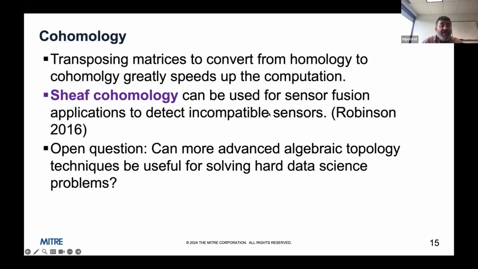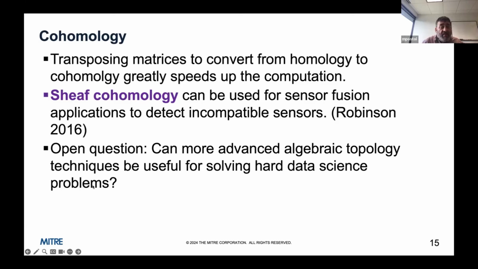There's also sheaf cohomology, which is something I've been learning a lot more about lately. That could be used for sensor fusion applications to detect incompatible sensors. So if you're measuring the same thing, but in very different ways, sheaves can be a way to fuse them all, and the cohomology is a way of telling, okay, well, these things can't be fused.